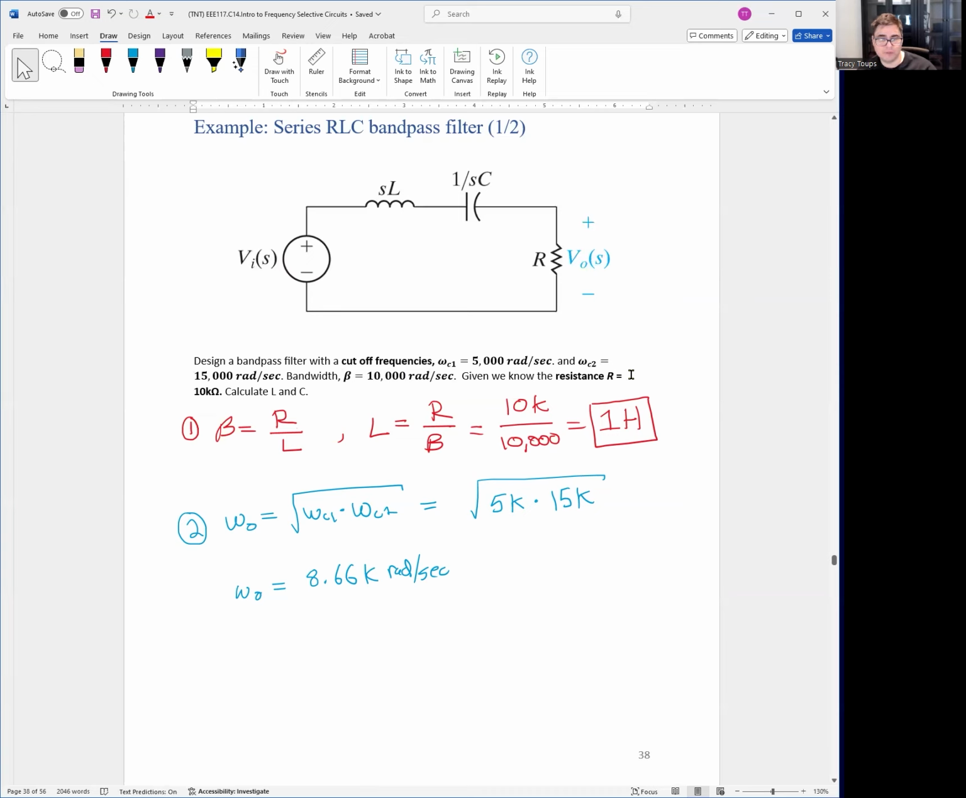Remember, we want R, which is given. We need L and C. We just figured L: L is 1 Henry right here. Now we have to figure out the capacitor.